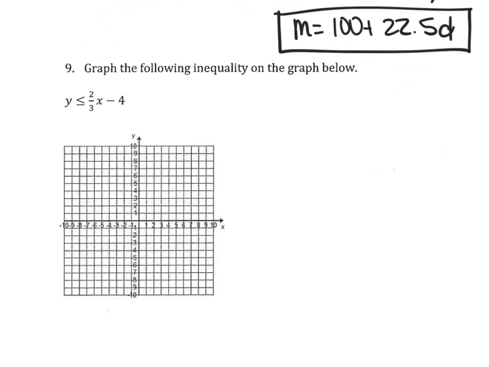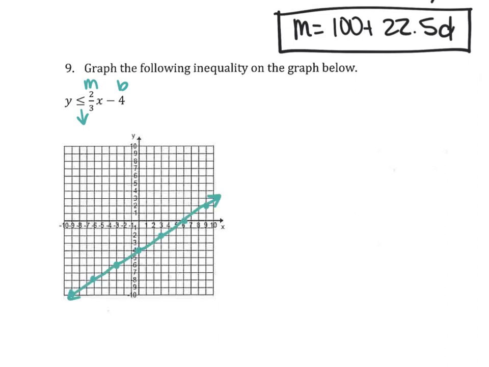Okay, graph the following inequality below. Alright, so there's your slope and your y-intercept. Take a pause and try to do this on your own. Don't forget to, if this is solid or dashed, think about that, and then shade. Okay, this is the line you should have.